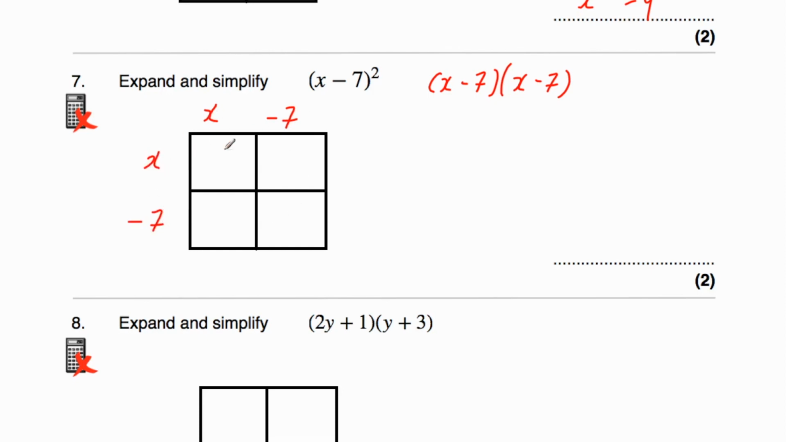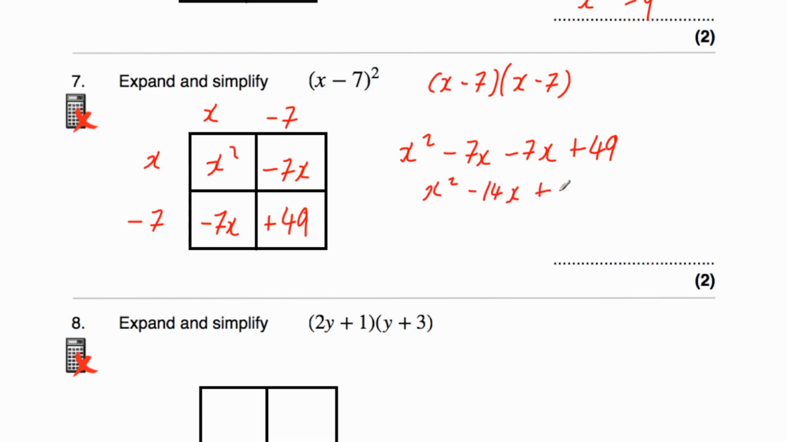So in terms of our grid, x times x is x squared. X times minus 7 will be minus 7x. X times minus 7 will be minus 7x again. And negative 7 times negative 7 will be positive, so plus, and then 7 times 7 is 49. So then we'd have x squared minus 7x plus 49. And then we've got to simplify our like terms. Minus 7x, take away another 7x would be minus 14x. So our answer would be x squared minus 14x plus 49. Let's write that down.